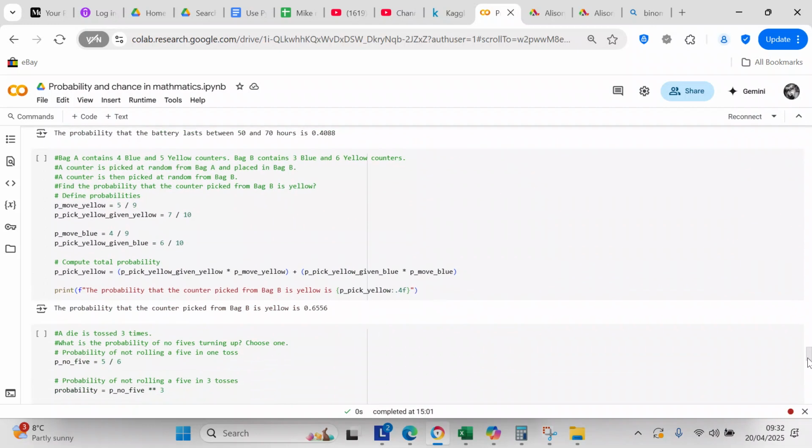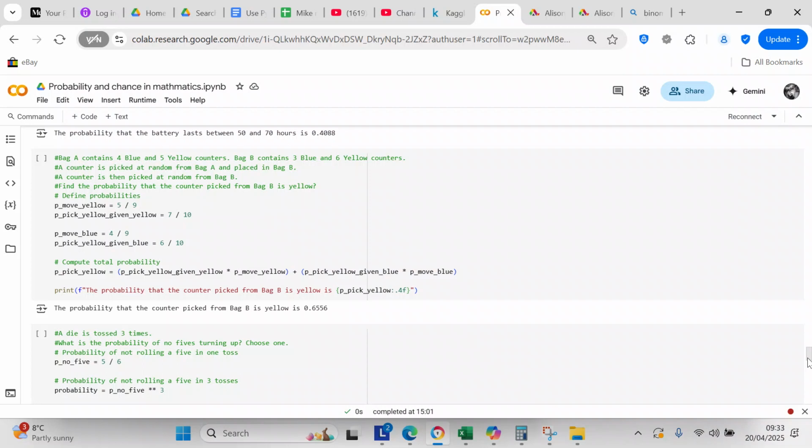So the next question we have is, bag A contains 4 blue and 5 yellow counters. Bag B contains 2 blue and 6 yellow counters. A counter is picked at random from bag A and placed in bag B. A counter is then picked at random from bag B. Find the probability that the counter picked from bag B is yellow.